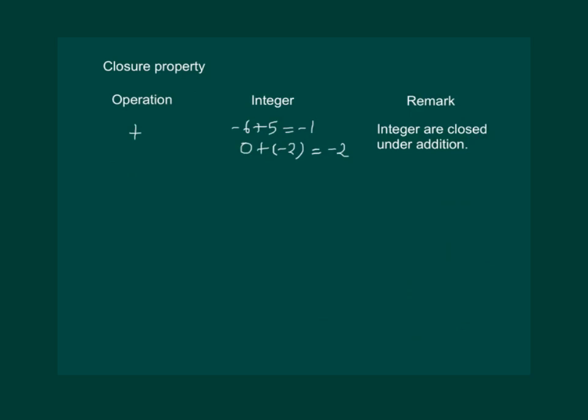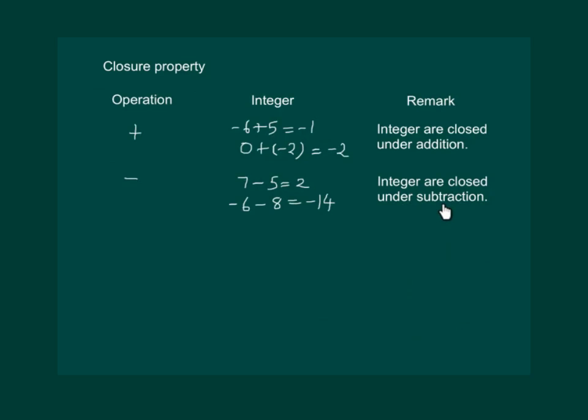Let us check for subtraction. We know that 7 minus 5 will give us 2, and 2 is an integer. Minus 6 minus 8 will give us minus 14, which is also an integer. So we can say that integers are closed under subtraction.